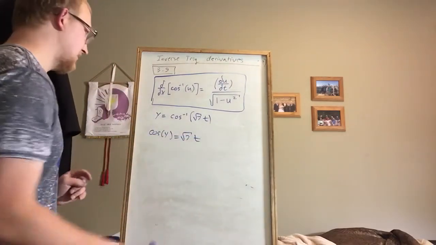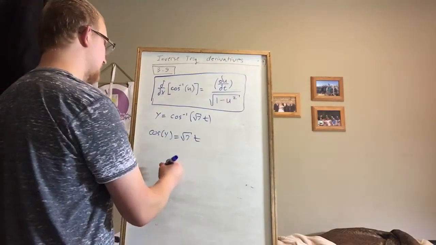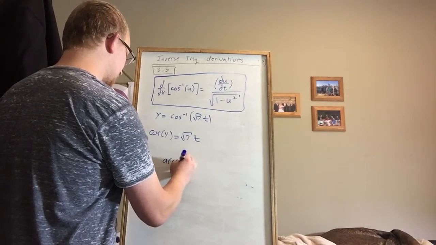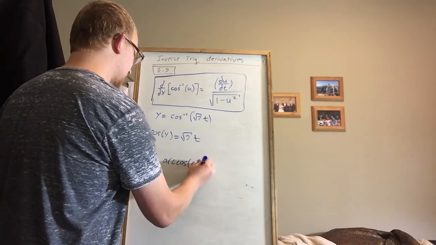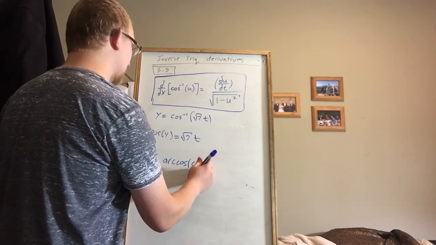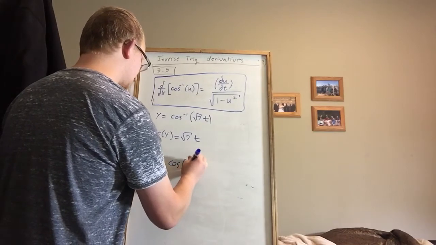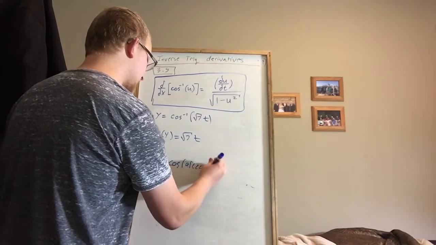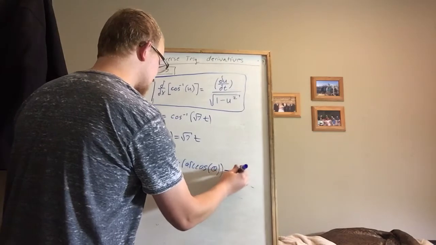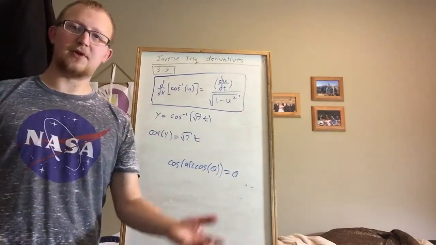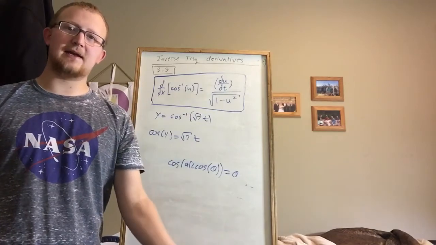I think I forgot to mention in the last video that if I have the cosine of arc cosine of theta, that equals nothing but theta. So think of multiplication: how do we undo that? In algebra we divide.